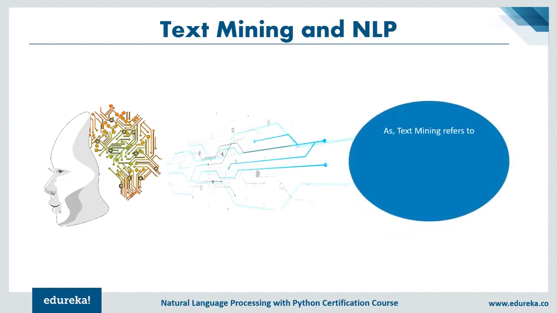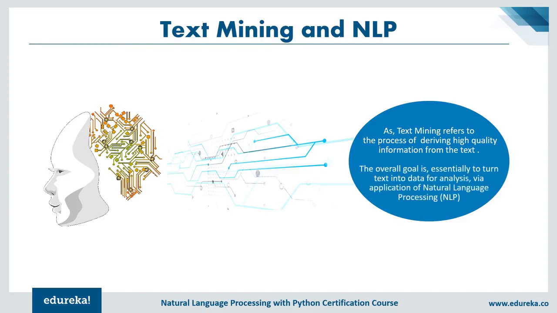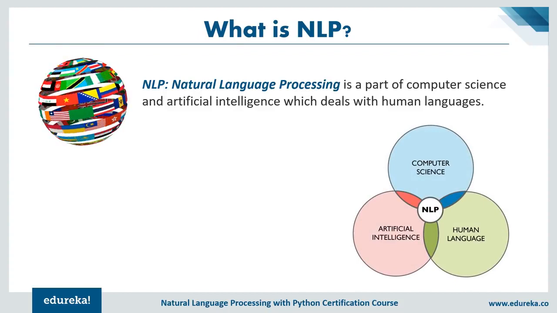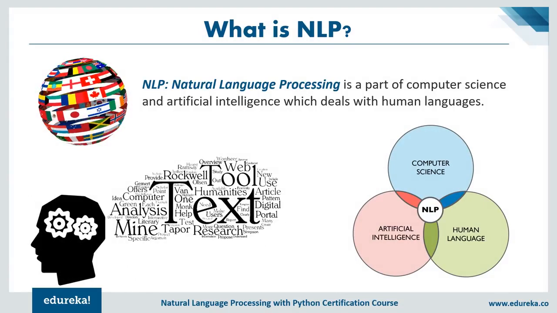Now, as text mining refers to the process of deriving high quality information from text, the overall goal here is to turn the text into data for analysis. And this is done by the application of NLP or natural language processing. So let's understand what is natural language processing. So NLP refers to the artificial intelligence method of communicating with an intelligent system using natural language. By utilizing NLP and its components, one can organize the massive chunks of textual data, perform numerous automated tasks, and solve a wide range of problems such as automatic summarization, machine translation, named entity recognition, speech recognition, and topic segmentation.